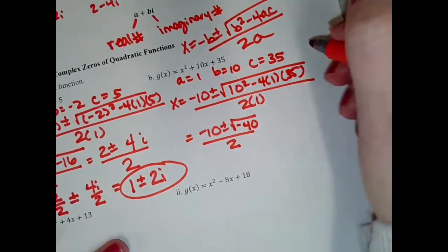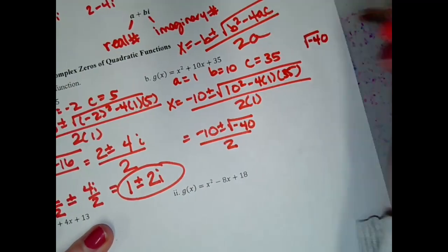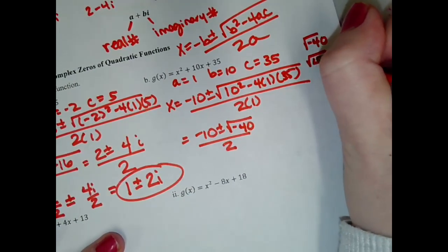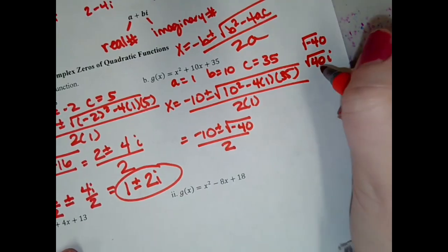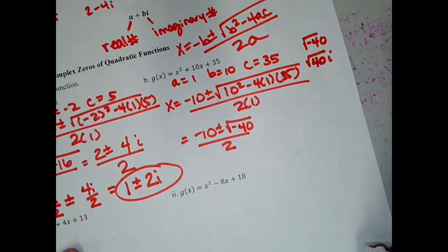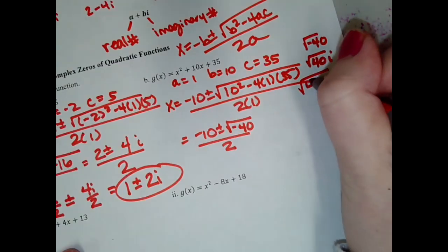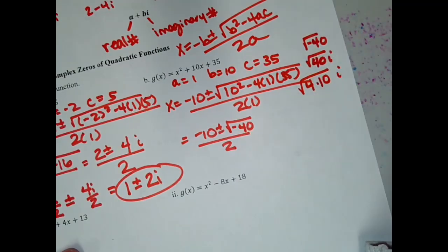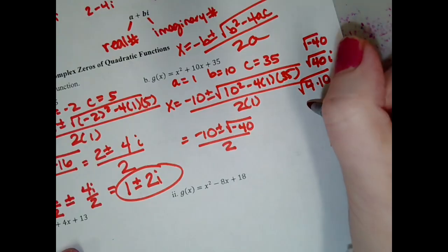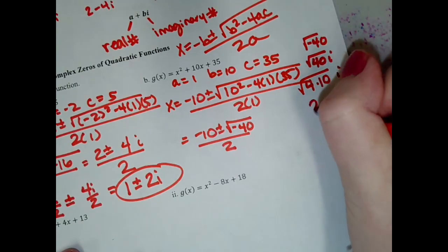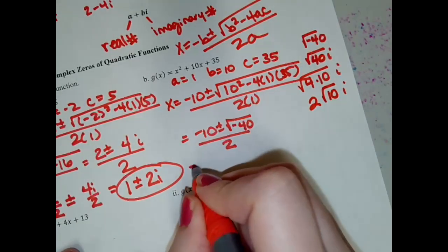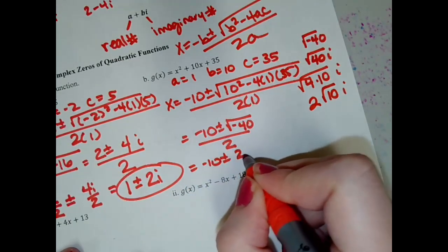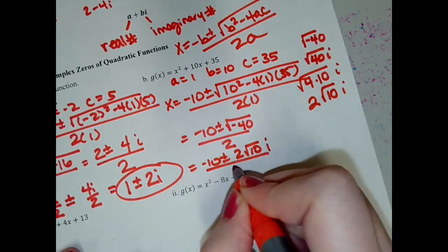Now, I do have that square root of -40. Square root of -40 is actually equivalent to the square root of 40 times i. 40 is not a perfect square, but I could rewrite it as 4 times 10. It does have a perfect square in its list of factors. The square root of 4 is 2. The square root of 10 does not simplify. So I'm going to go ahead and rewrite it as -10 plus or minus 2 root 10 i over 2.